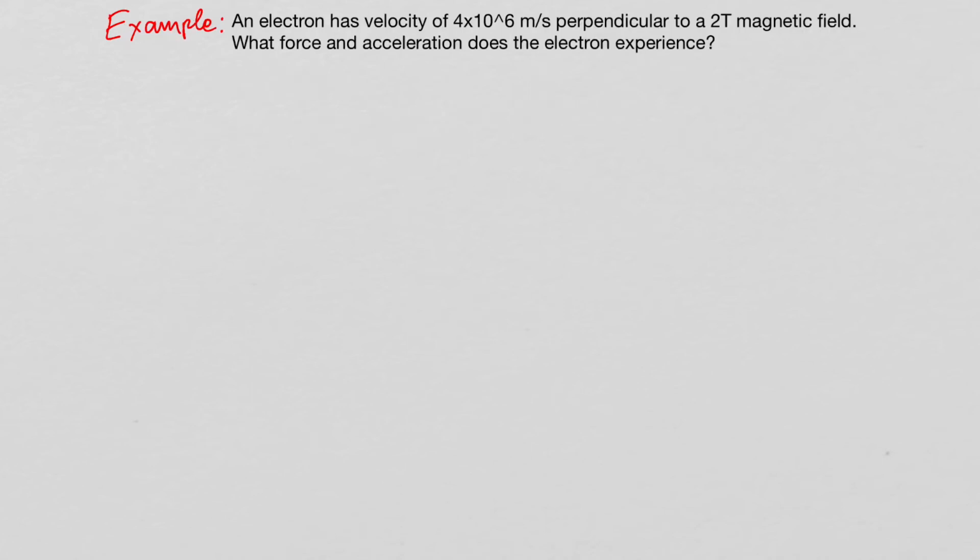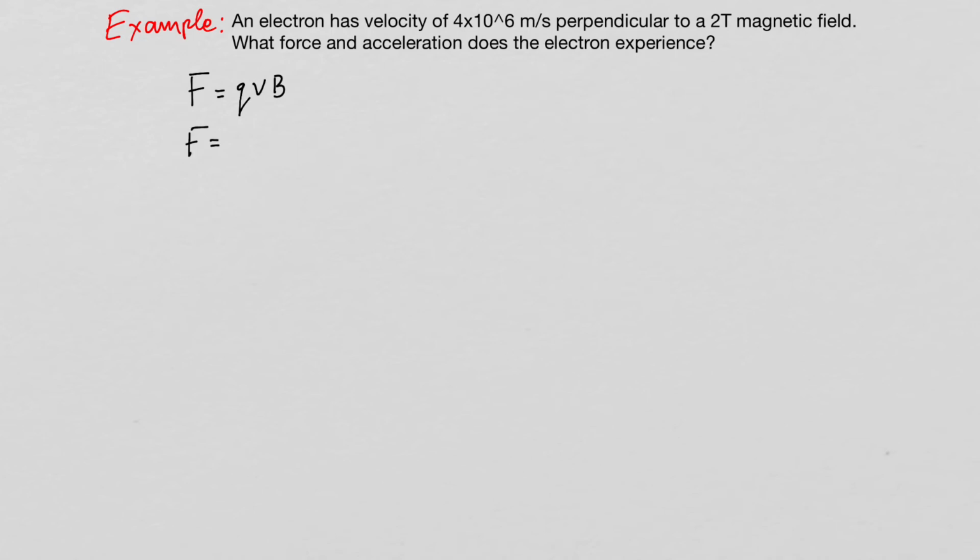Here's another example. An electron has velocity of 4 times 10 to the 6th meters per second, which is perpendicular to a 2 Tesla magnetic field. What force and acceleration does the electron experience? Since this is a problem about the force that a charged particle experiences in a magnetic field, to find the force, I'm going to use the formula that I discussed on the previous slide, and that is that the force is equal to the charge of the particle times the speed of the particle times the magnitude of the magnetic field.